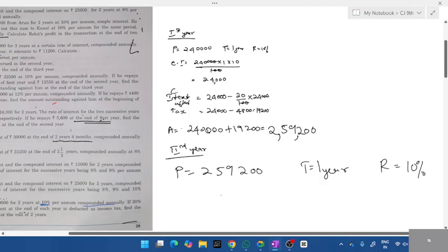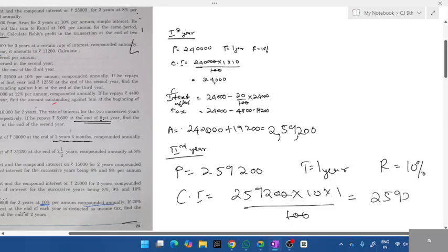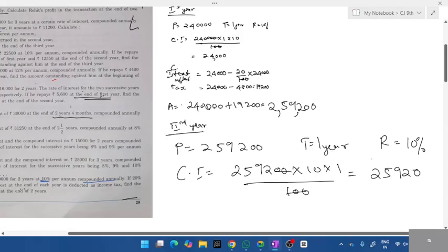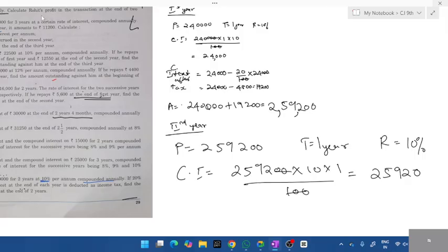See, rate is same. In the first line, they mentioned rate is 10%. What's the compound interest you all got for second year? What's the interest you all got? 25,920. Yes. Now, after finding compound interest, reduce tax is given. Reduce 20% from this.